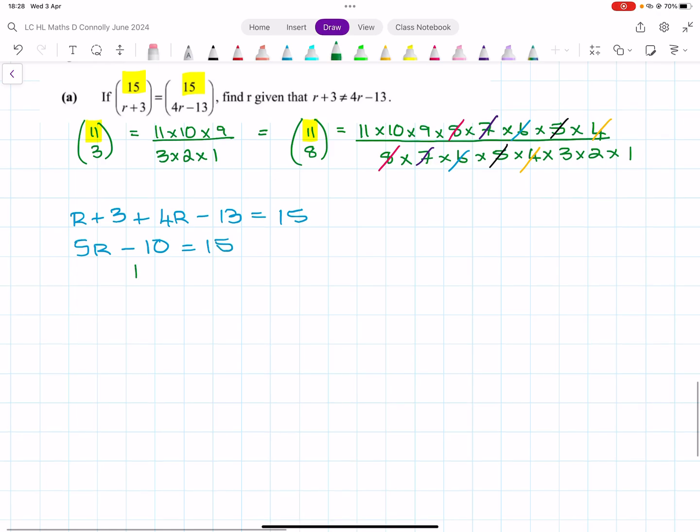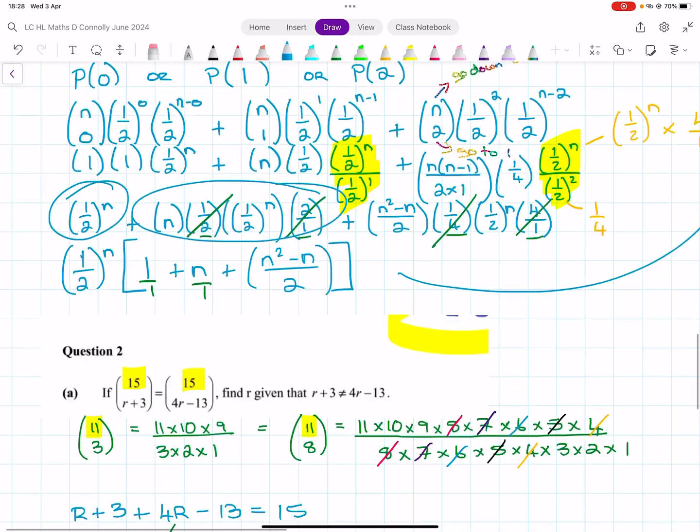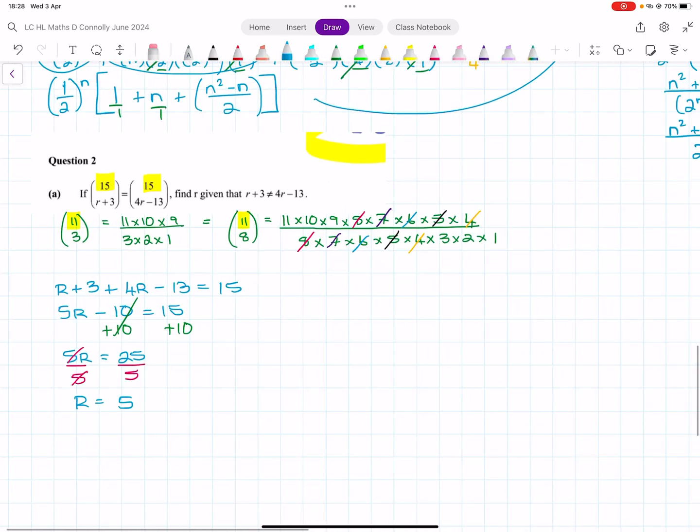15 plus 10 plus 10. So 5r is 25, divided by 5 divided by 5. So r is 5. Yeah, there you go.